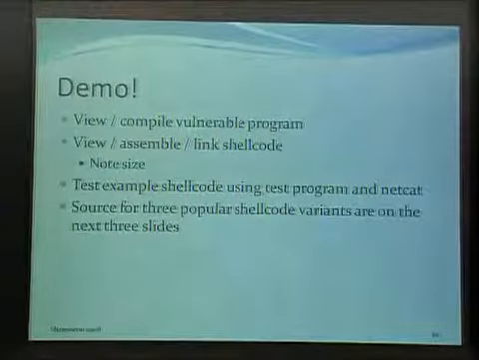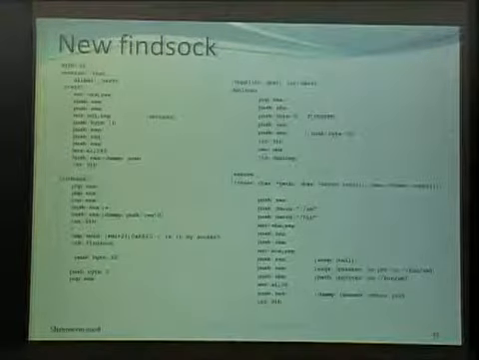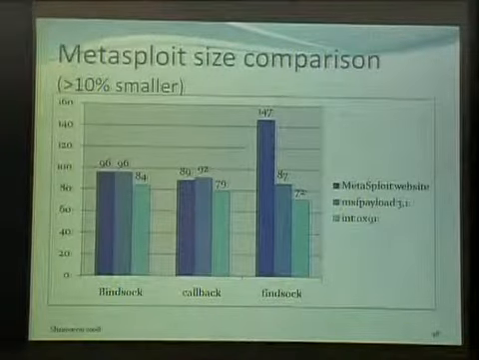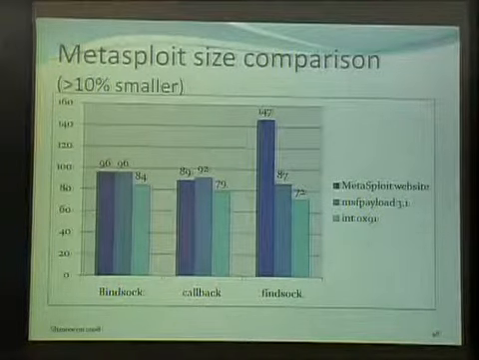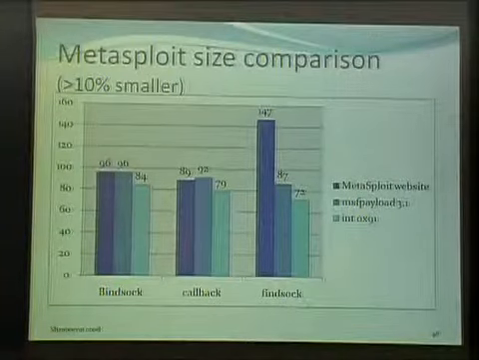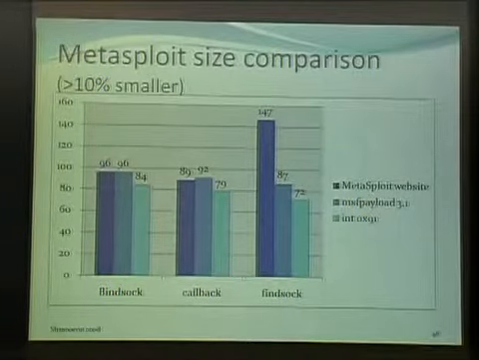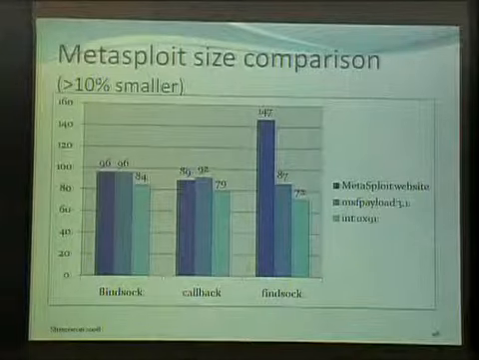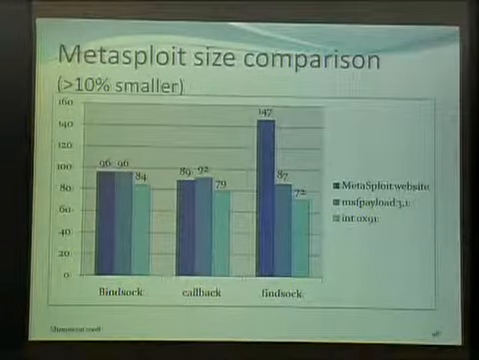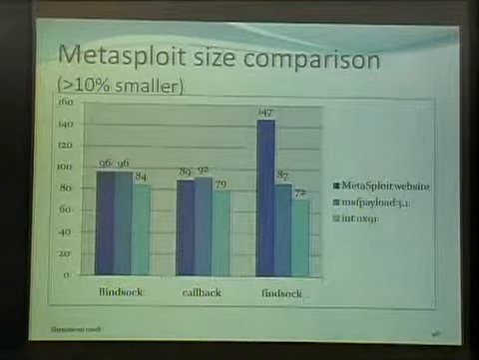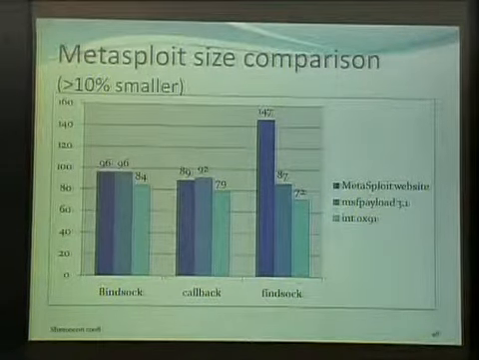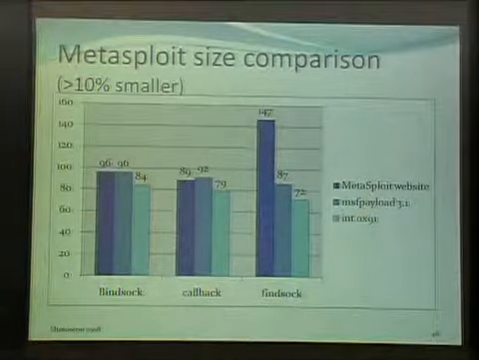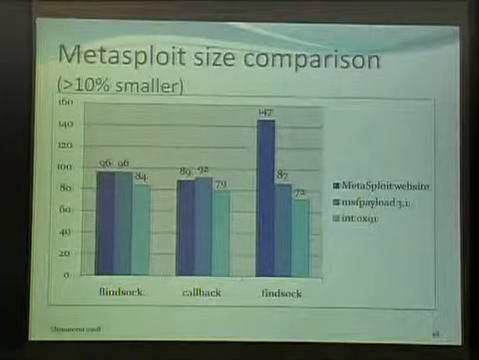All right, so we noted the size, right? They're fairly low. Here's our bind shell, here's our callback, here's our find sock. All right, so now do a Metasploit size comparison. So this int software method is at least 10% smaller in these 3 cases. I didn't go through and do the add user to /etc/passwd case or whatever, right? But these are the 3 main types of widely used shellcode, the bind sock, the find sock, and the callback. So we can see that we get at least 10% improvement on this.